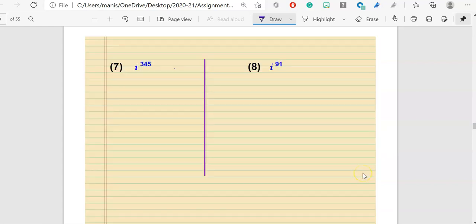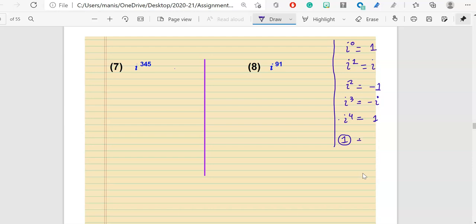Same thing. Since this is my new page, I still need to write my values. i to the power 0 is 1. i to the power 1 is i. i squared is negative 1. i to the power 3 is negative i. And i to the power 4 is positive 1. After this, we have our steps. Step number 1 was saying divide the exponent by 4. Now step number 2 is write your remainder.